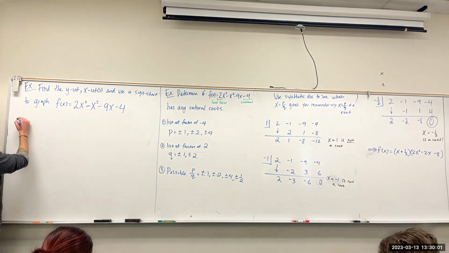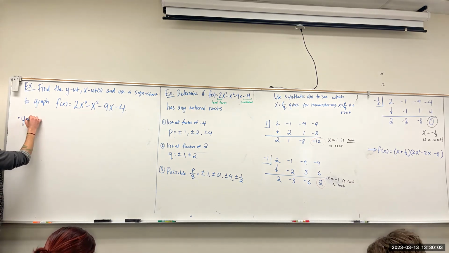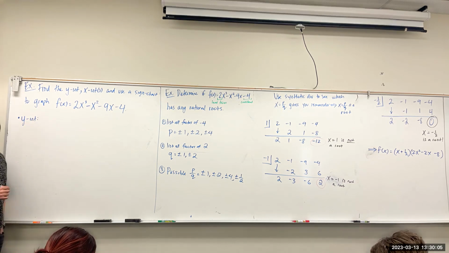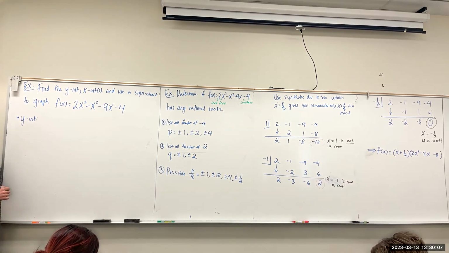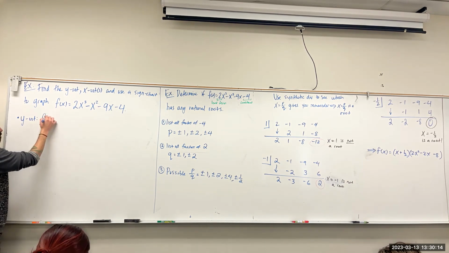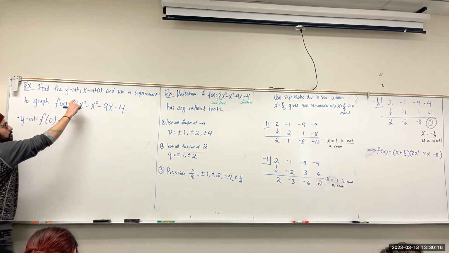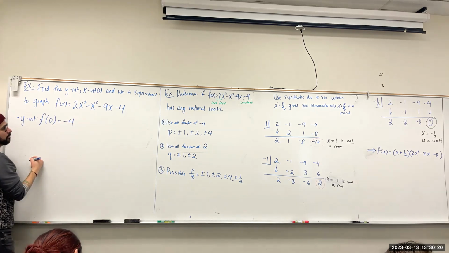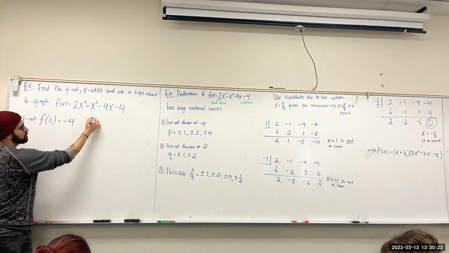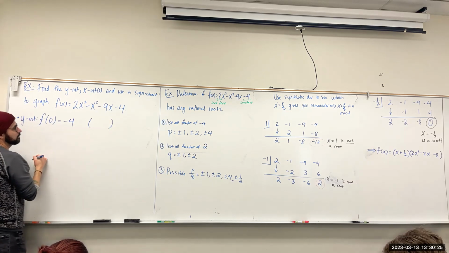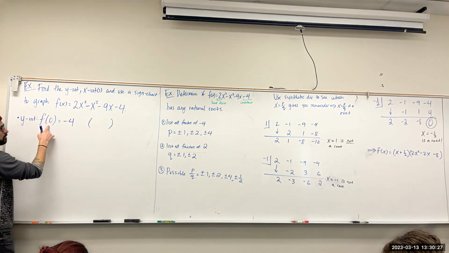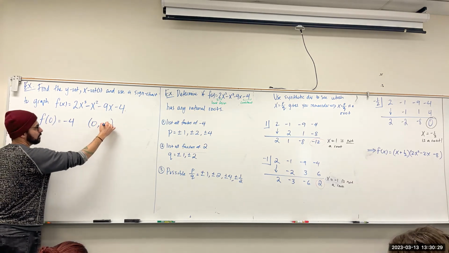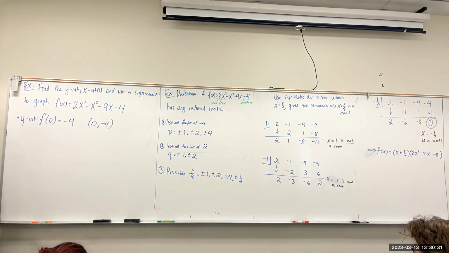Well, let's review something. So, y-intercept. How do I find the y-intercept? Somewhere there's a zero involved. Plug in zero for x, which eliminates that term, and it leaves you with the constant -4. So what's the point that we get? X is 0, y is -4. Okay.